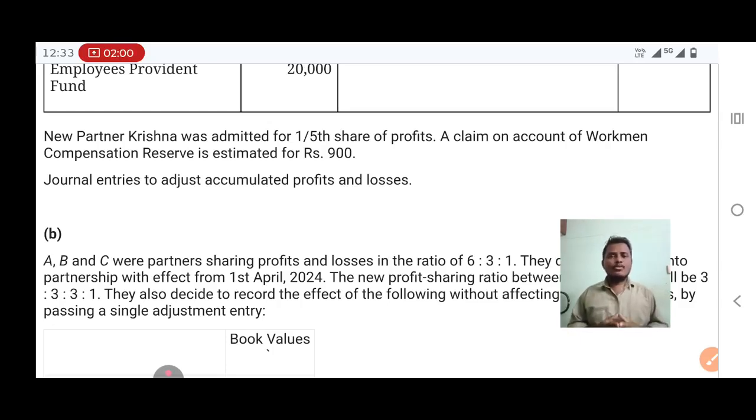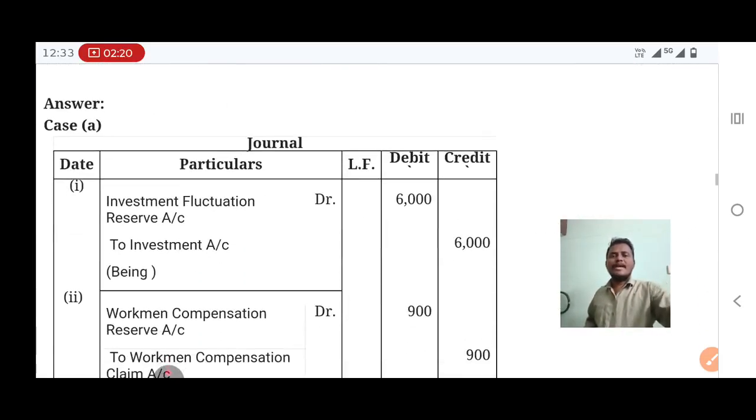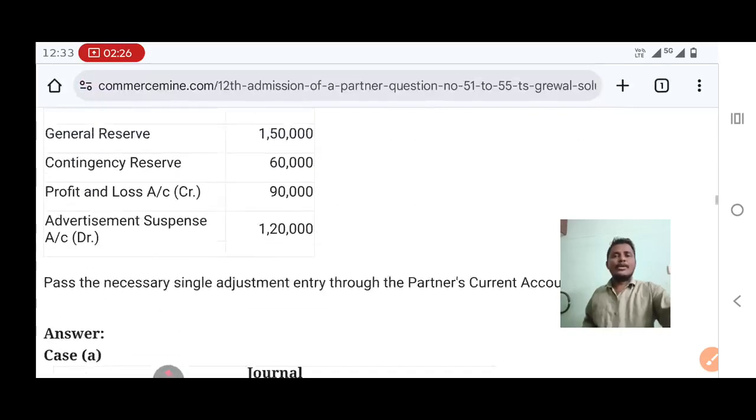Now I would like to ask you a question. What do you mean by accumulated profits and losses? Which means this general reserve, contingency reserve, profit and loss account, especially this profit and loss account, comes under accumulated profits and losses. So for point number A, the answer is: investment fluctuation reserve to investment. How this entry came, I would like to explain this first.